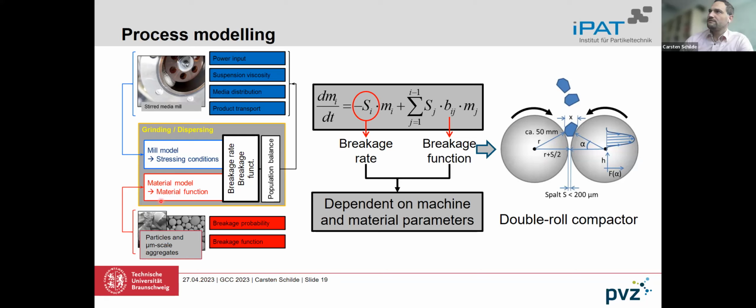On the other hand, we have our material properties, which we have to measure or calibrate. We developed a two-roller tester in the last year. Malcolm also did. Based on this two-roller tester or other testing devices, we can get an impression of what is happening with the breakage function, and these are the two things we put into our population balance model.